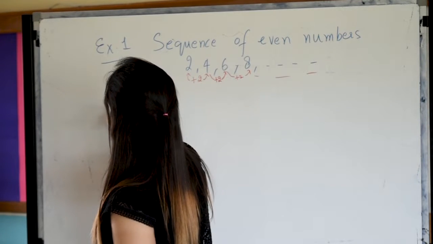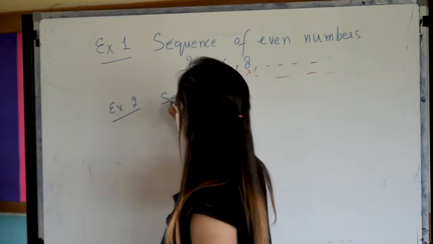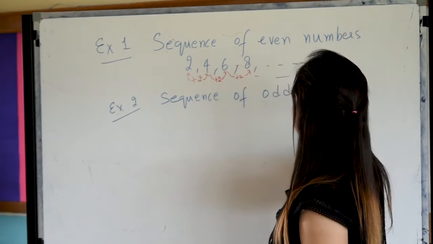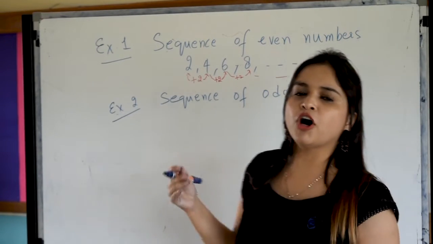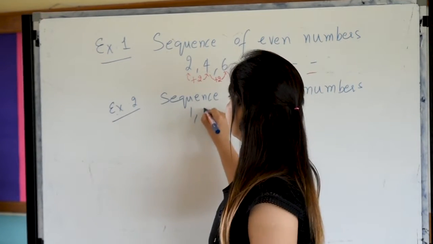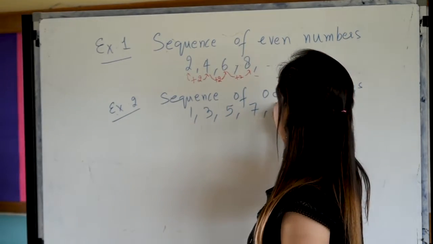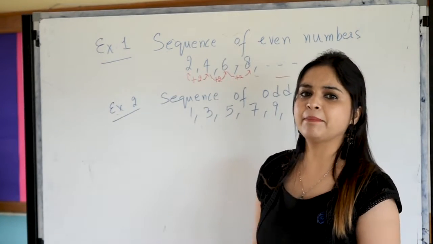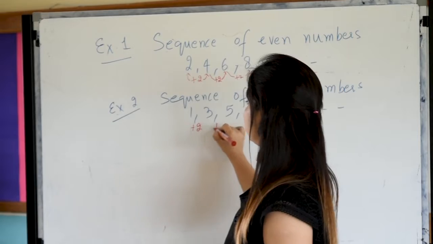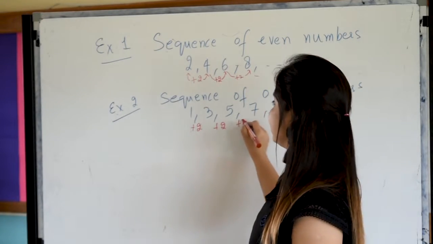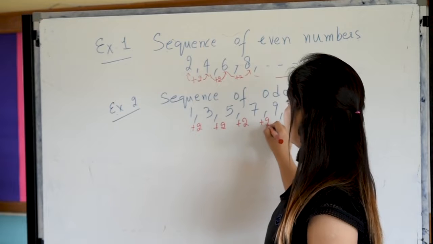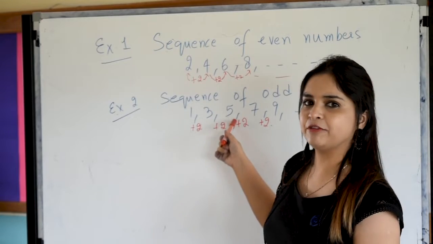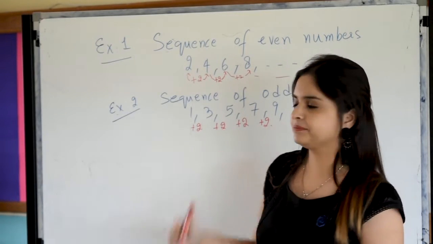Now, look at the second example. Sequence of odd numbers. Okay. So, what are odd numbers? 1, 3, 5, 7, 9 and so on. Again, when you look at these numbers, they follow the same pattern. What is the pattern? Adding 2 to the previous number will give the next odd number. Okay? If you add 2 to 1, you will get 3. Add 2 to 3, you will get 5. So they all follow a pattern.